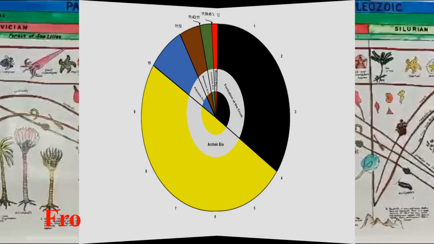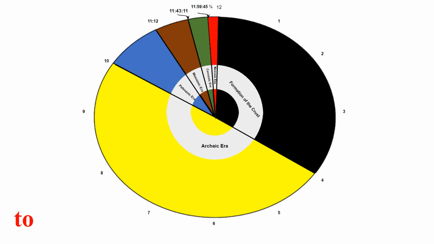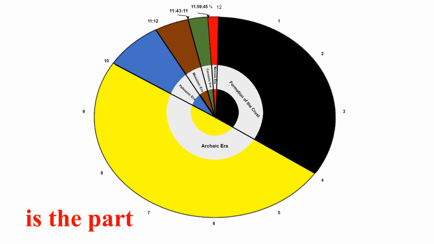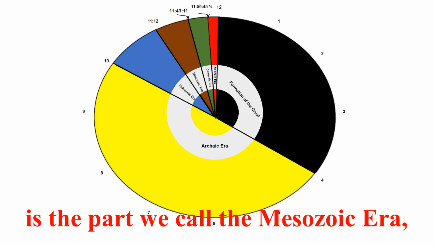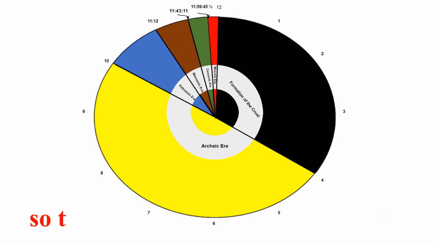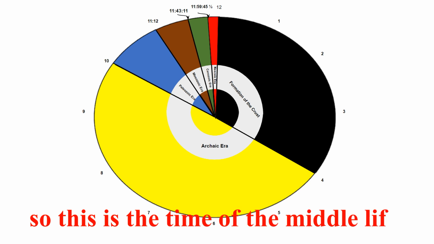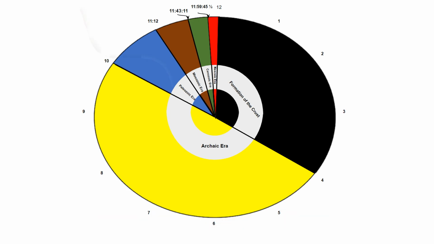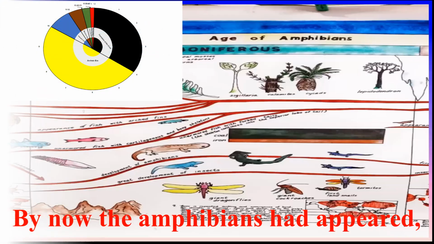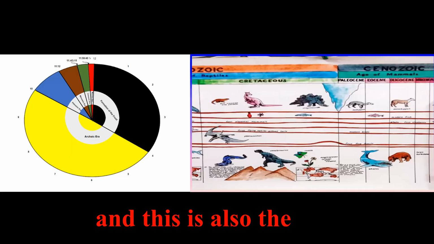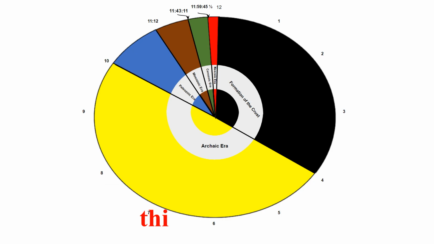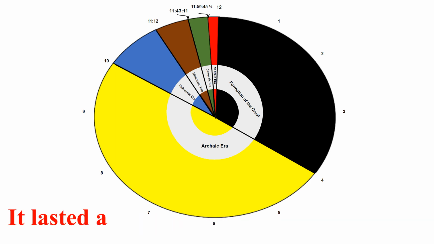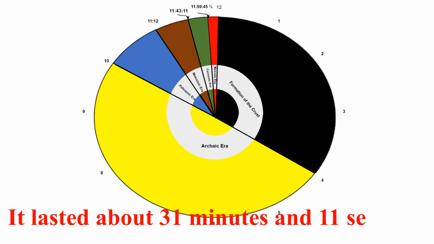From 12 minutes past 11 to 11:43 and 11 seconds is the part we call the Mesozoic era. Meso means middle, so this is the time of the middle life between the Paleozoic and the Cenozoic eras. By now, the amphibians had appeared, and this is also the time of the huge dinosaurs. This is the time when they appeared and disappeared. It lasted about 31 minutes and 11 seconds.